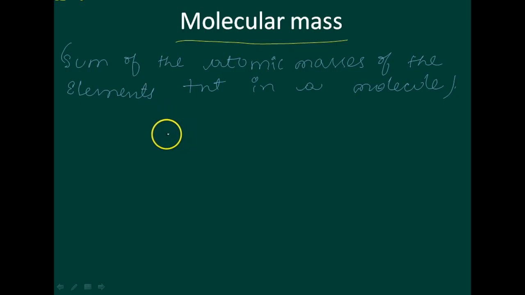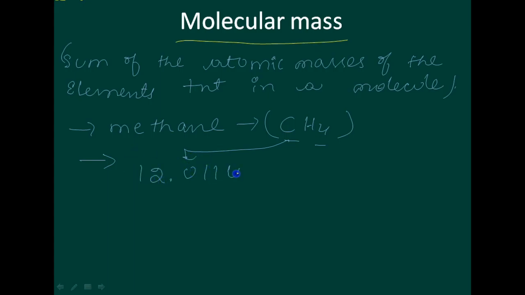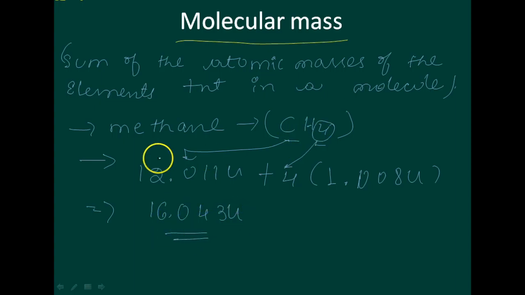For example, the molecular mass of methane, which can be represented as CH4, consists of one carbon atom and four hydrogen atoms. The molecular mass is calculated as the mass of carbon, 12.011 u, plus 4 hydrogen atoms, each with mass 1.008 u. By adding these you get 16.043 u. So this is the atomic mass of carbon, and this is the atomic mass of hydrogen, with 4 atoms.